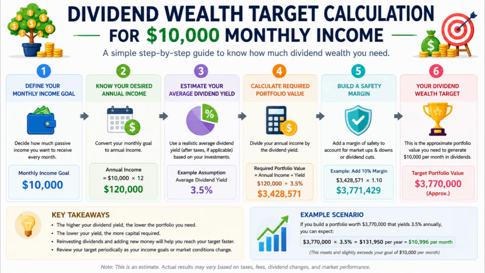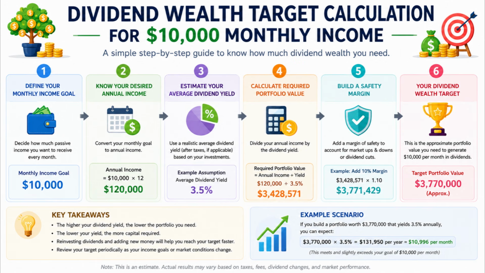First, we define the monthly income goal. In this example, the target is $10,000 per month. This means the investor wants to receive around $10,000 every month from dividends, without depending on selling shares from the portfolio.